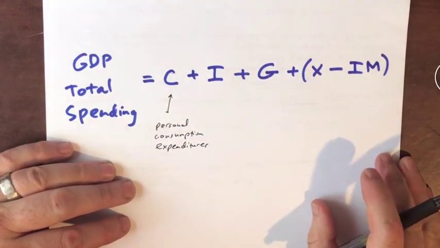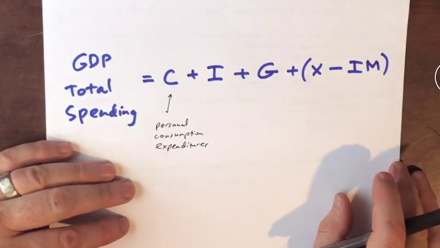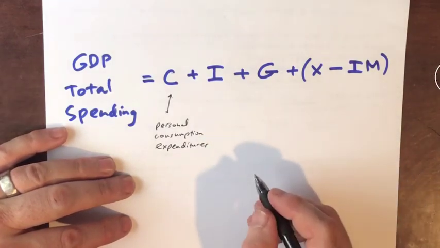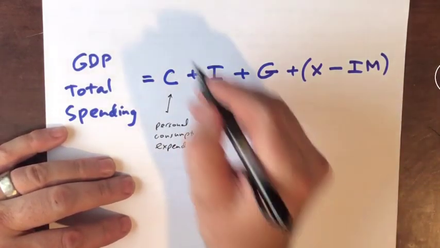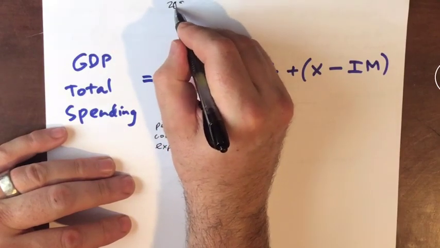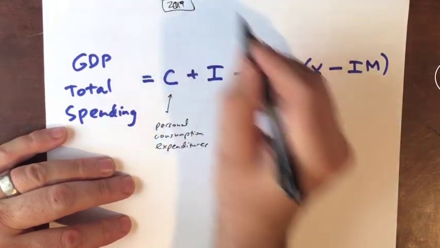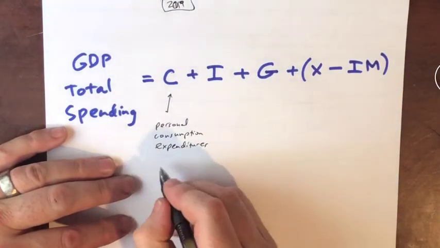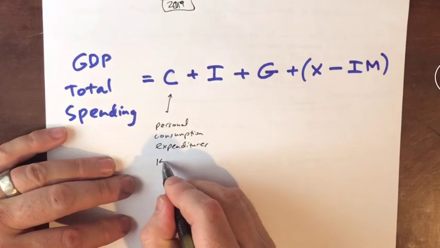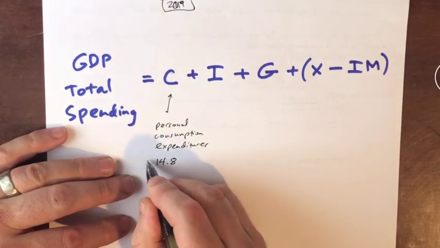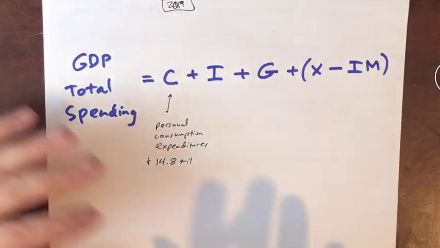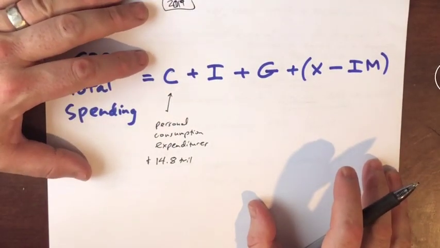Expenditures is just a fancy way of saying spending, though, right? So personal consumption expenditures. And in the United States, if we look at some contemporary statistics, in 2019, personal consumption expenditures were about $14.8 trillion. All right. Now let's have a little side note about this.